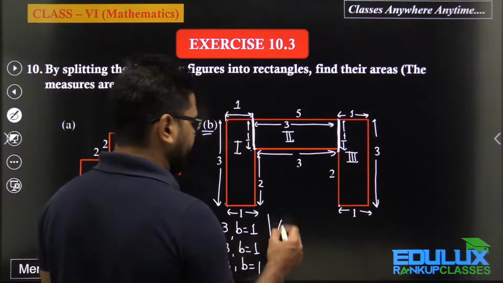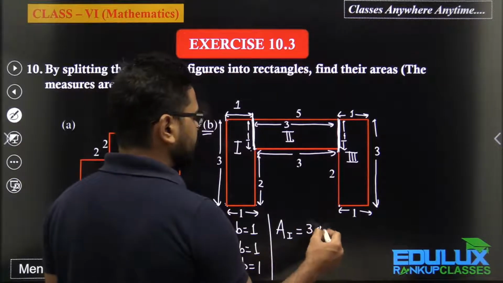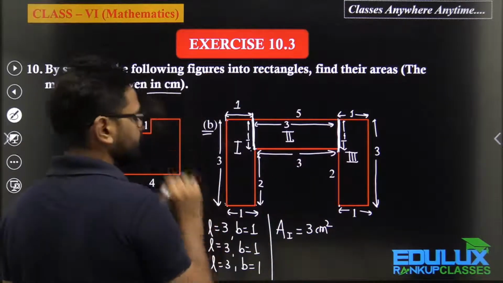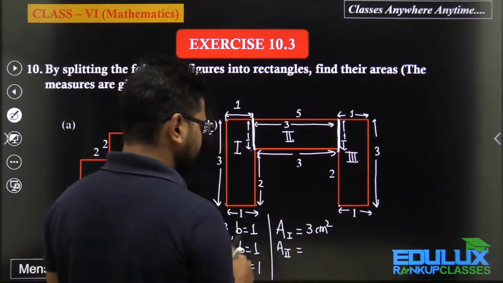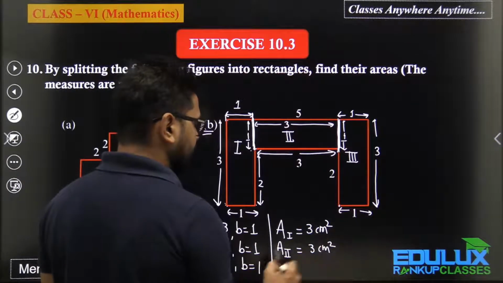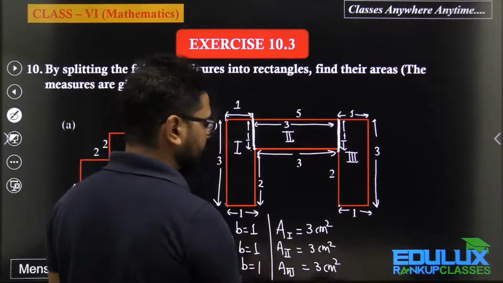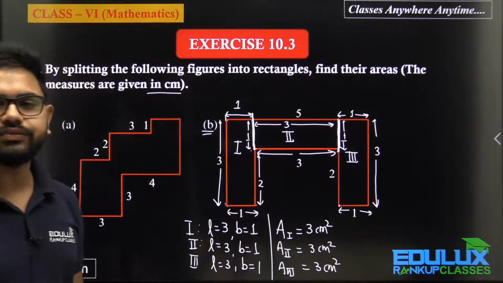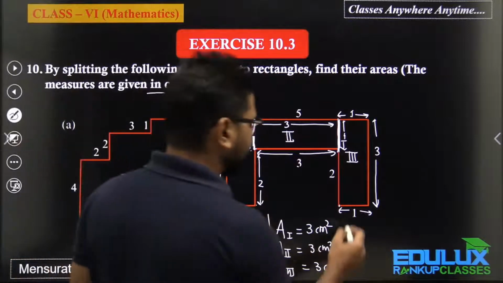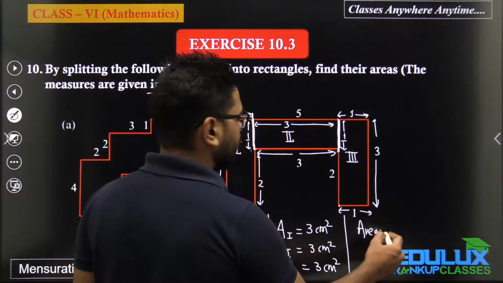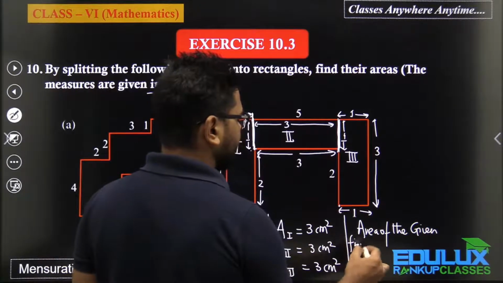Now we can find their areas too, as we all know area of first is equal to 3 times 1, that is equal to 3 centimeter square, as dimensions are given in centimeter, so the area will be centimeter square. And the area of second rectangle will be 3 times 1, that is again 3 centimeter square. And the area of third rectangle is also 3 times 1, that is equal to 3 centimeter squares. Okay, so we have got all these three areas which was building this complete figure. Now we can add these up to get the answer. So area of the given figure will be how much?